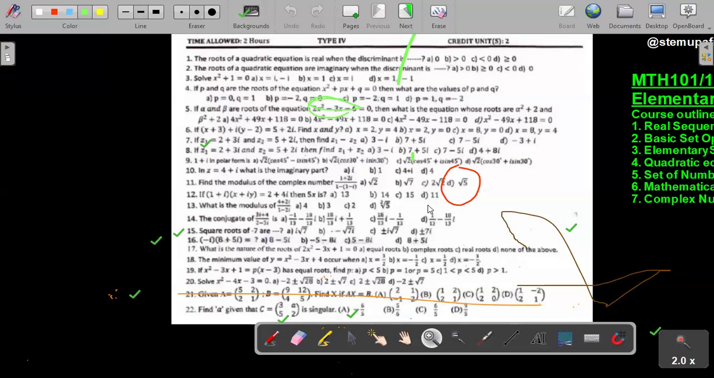Question 13 is similar to question 11 we just did. We are asked to find the modulus. If the expression given to you has a fraction, the first thing you do is to rationalize the denominator. So let's see how we can achieve that to get the modulus. Let's rationalize it.